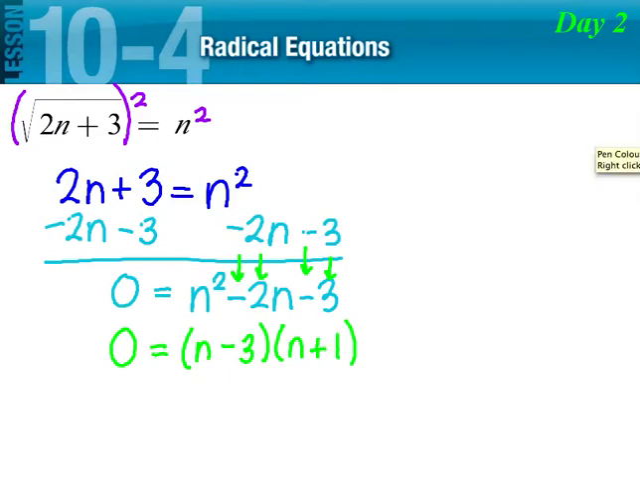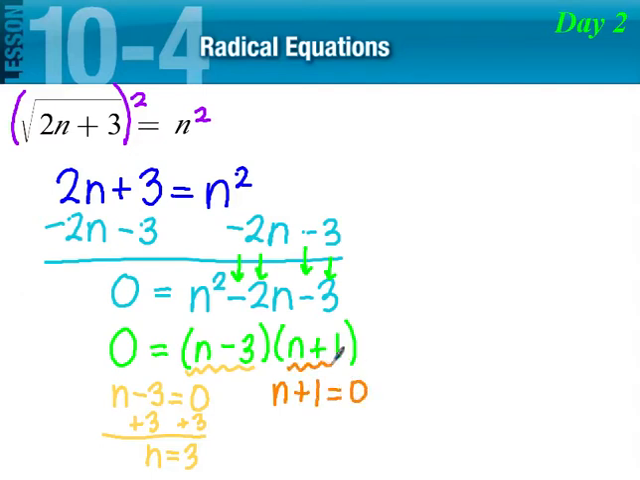Now in order to solve that equation, you set each of these factors equal to 0. The first one is n minus 3 equals 0. If I add 3 to both sides, what do I get n to equal? 3. Now I do the same thing with n plus 1 equals 0. What would you do now? Subtract 1, so n equals negative 1.